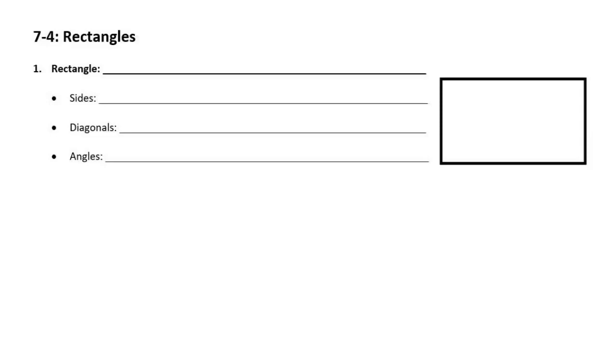Two sides are bigger than the other sides. Can be. Doesn't have to be. But the way this one is drawn, two sides are bigger than the other two sides. What else do you know about rectangles? All four angles are right angles.